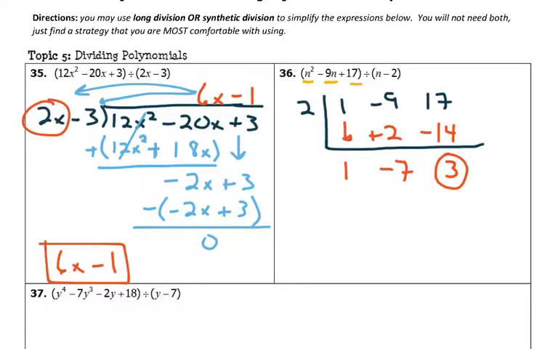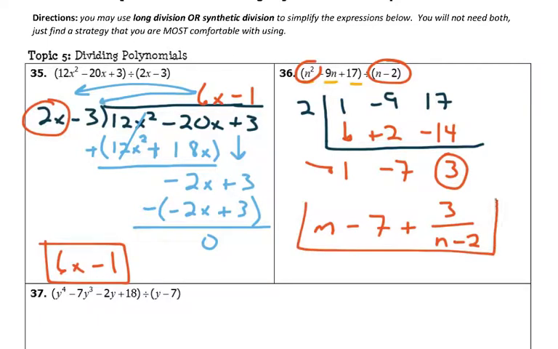So what we are left with, if this is n squared, this is going to be n, so we're left with n minus 7 plus 3 over n minus 2, because that remainder goes over top of our binomial up at the top, over n minus 2, and that is our final answer.